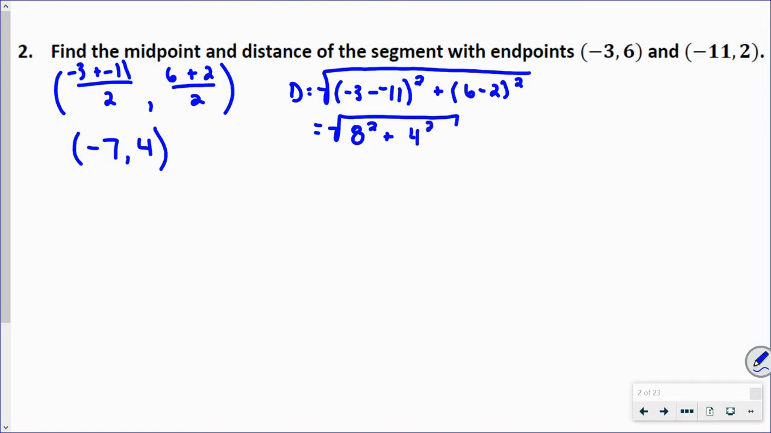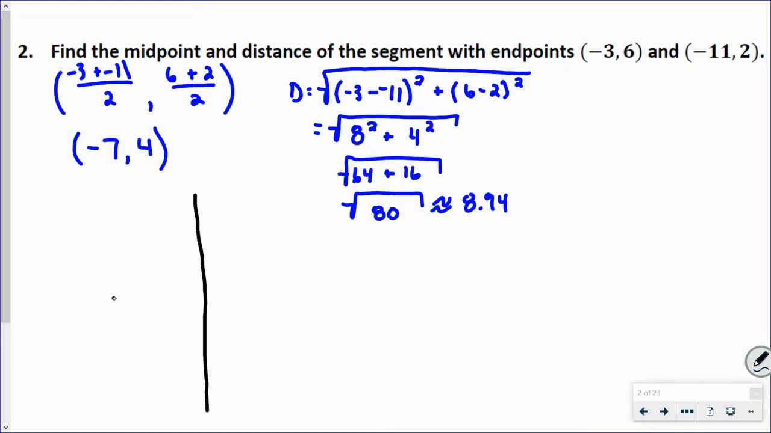So then you got 4 squared. So 8 squared is 64. 4 squared is 16, and you're going to take the square root of that. So you have the square root of 80, which is about, and then you can use a calculator for that. I encourage you to write that exact answer. But then we have about 8.94.